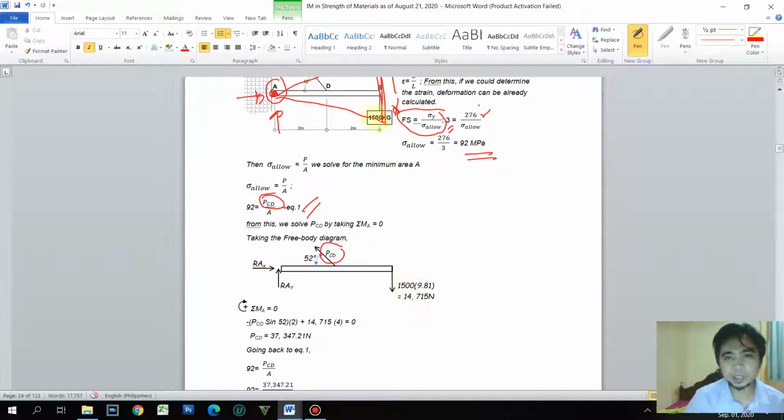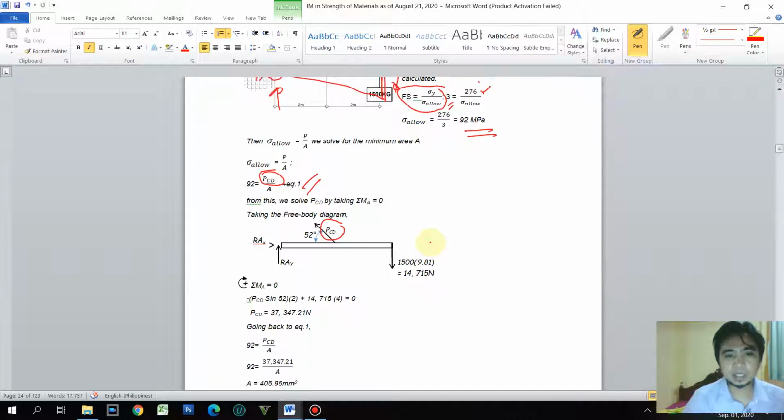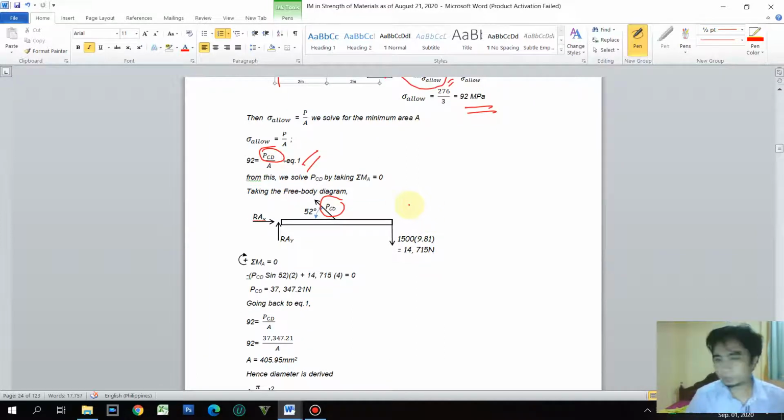Of course, the 1,500 here is a mass, so we have to multiply it by 9.81 to make it a force. So, getting all the loads, we are now ready to take moments at A, to eliminate these two reactions because we do not need them for a while. We take moments at this point. We have two components here, PCDY and PCDX. PCDX has no effect when we take moments here because there is no moment arm at that point. So, our concern is only this one.